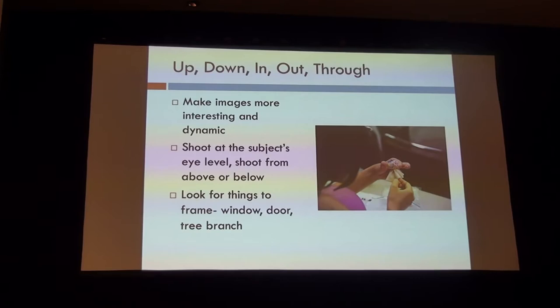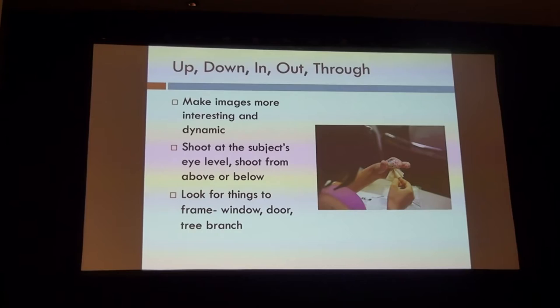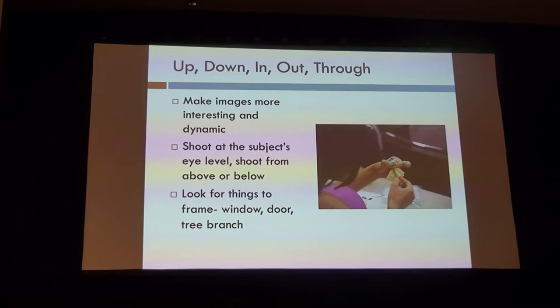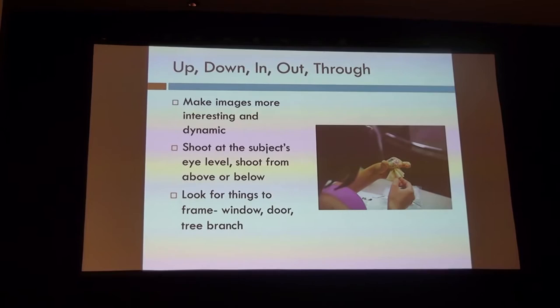So the picture that I have here, I shot over someone's shoulder down at the craft that they were making when they were in the Teruteru Bozu workshop a couple years ago. And you can see the direction that she's looking, you can see where her hands are, you're focusing on the craft that she's doing. By changing that angle, and rather than just shooting straight across at her, by shooting down at it, it makes it a little bit more dynamic.